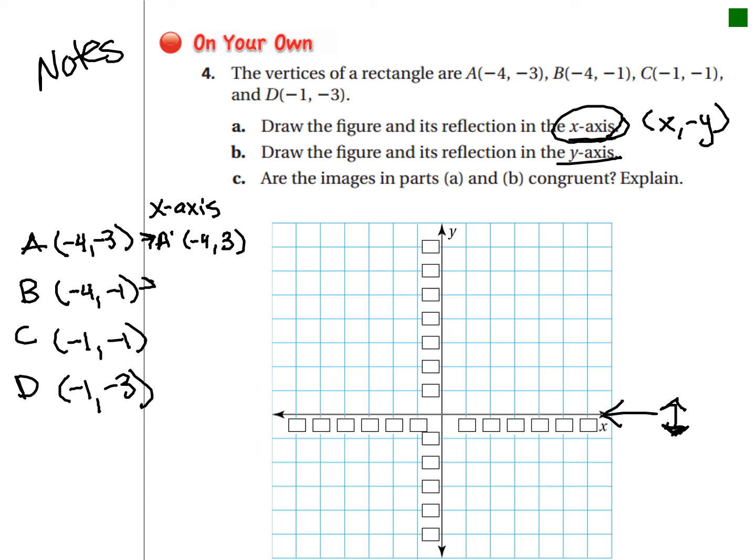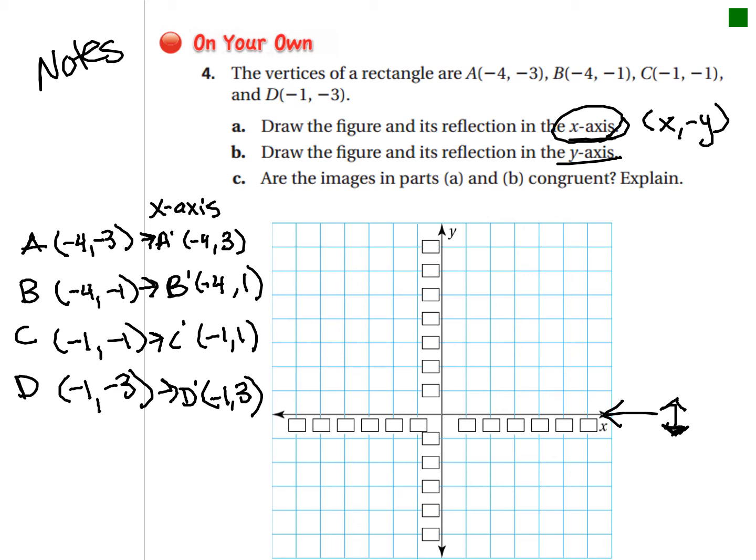All right. The image of B, sorry, B pre-image is -4 stays the same, and -1 becomes 1. C's image is -1 stays the same, and the opposite of -1 is positive 1. D's image stays the same. D's image goes from -1 to positive 3. All right, so now we're going to draw this all in there after I go through all 3 examples, just so you can see how quick and easy this is.